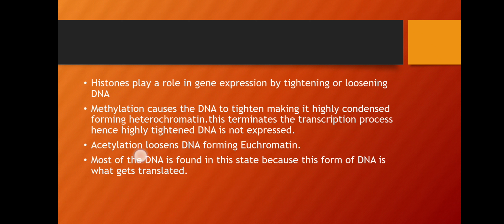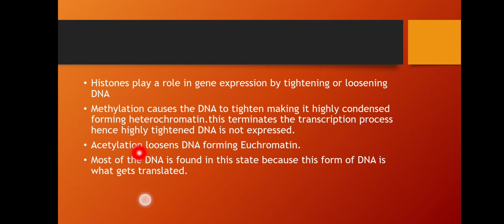Now, histones play a role in gene expression by tightening or loosening DNA. So methylation causes the DNA to tighten, making it highly condensed, forming heterochromatin. So heterochromatin is a type of DNA that is highly condensed due to what? Methylation. And this terminates the transcription process. Hence, highly tightened DNA is not expressed. Why? Because of the methylation that is present there. So when DNA is methylated, it cannot be expressed.